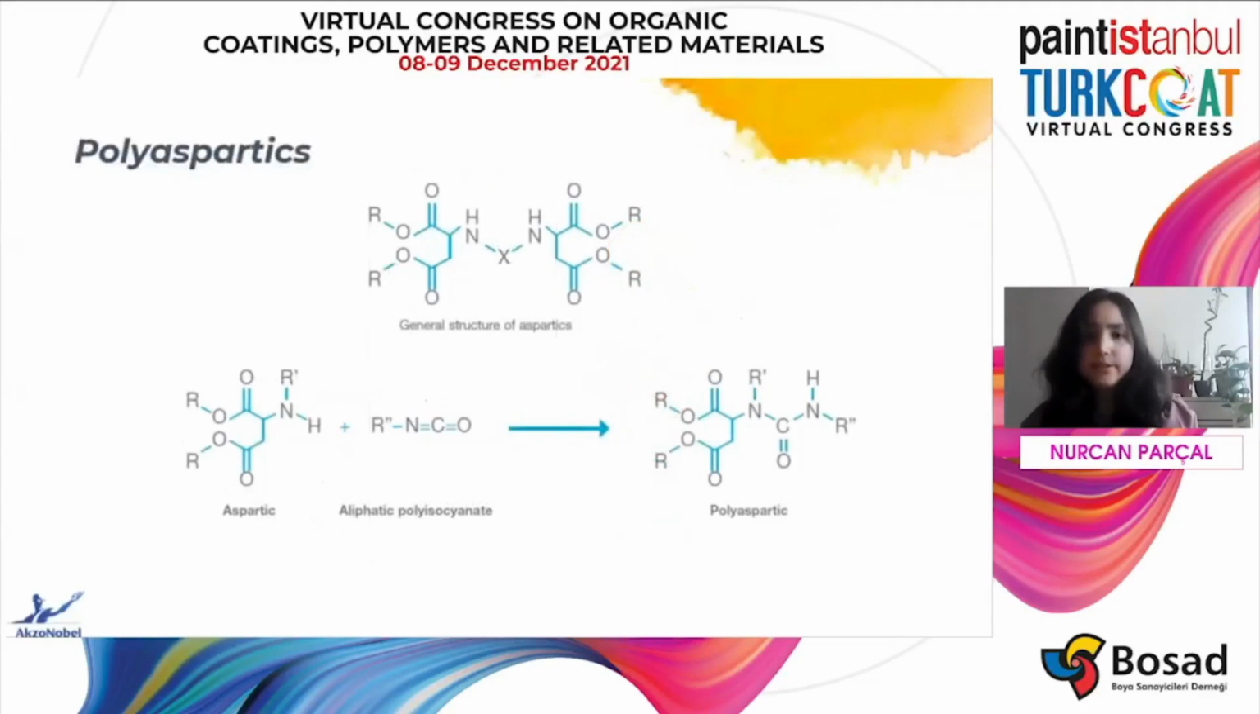Aspartics are secondary diamines with high steric hindrance. It undergoes polyaddition reaction with aliphatic polyisocyanates to form polyurea. By changing the X group in the structure, pot life and curing time balance can be altered for different applications. Also, the structure of isocyanates affects surface adhesion, VOC level, and application properties.